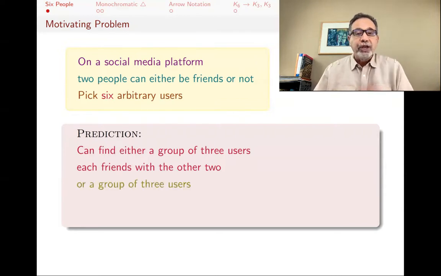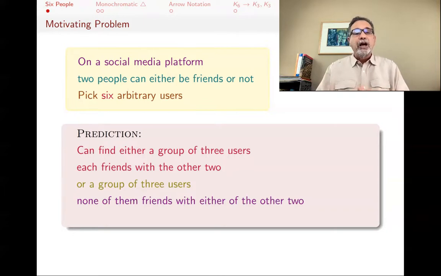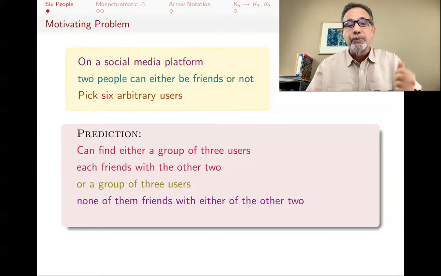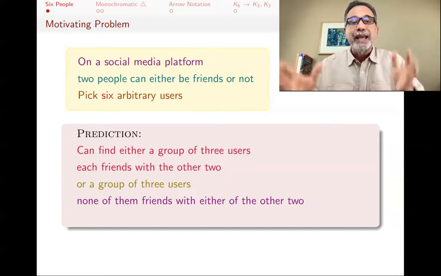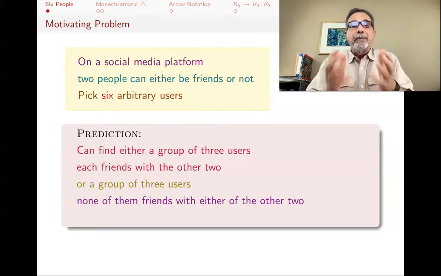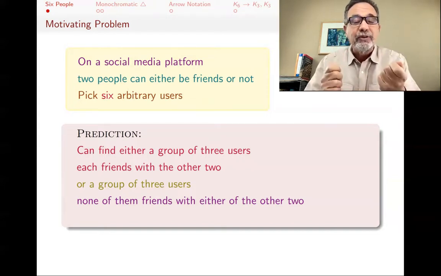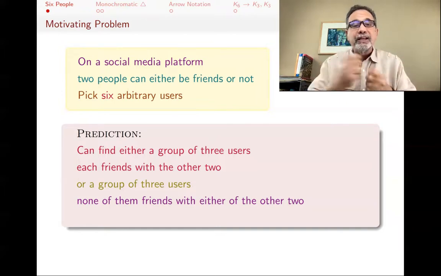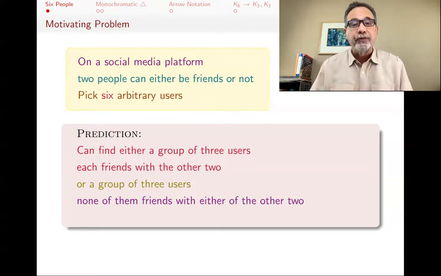Or if you can't do that, you definitely will be able to find 3 users so that none of them are friends with each other. I'm not saying that you can go out there and find 3 such people somewhere on the platform. What I'm saying is, as soon as you give me any 6 people, from among those 6, I'm going to be able to do one of these things. Either find 3 people such that each pair is friends with each other, or 3 people such that none of them are friends with each other.